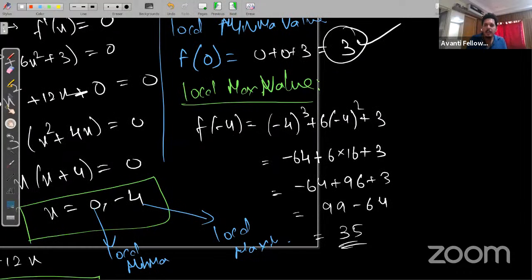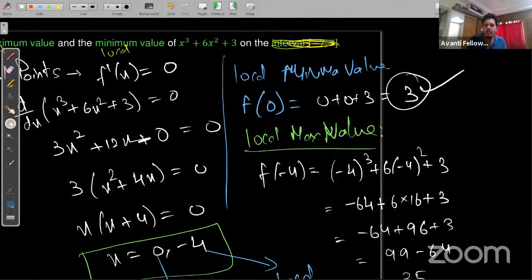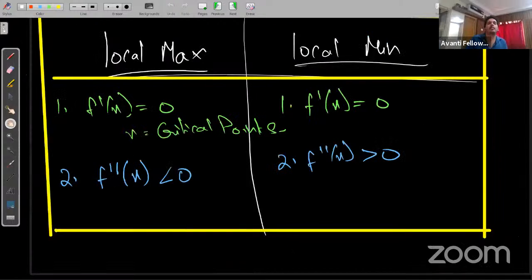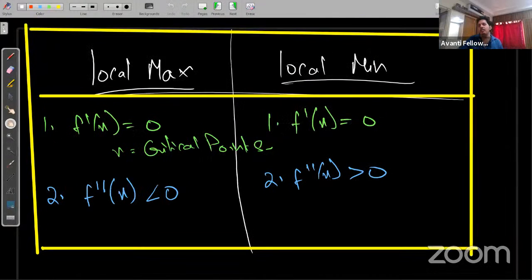Guys, local maxima value is 35. Local minima value is 3. Again, tomorrow I will bring some new questions so that everything becomes clear. Everyone understood or not? So ultimately, this is the table I want everyone to remember here. First derivative is equal to 0 and double derivative will be less than 0 for local maxima. Double derivative will be greater than 0 for local minima.